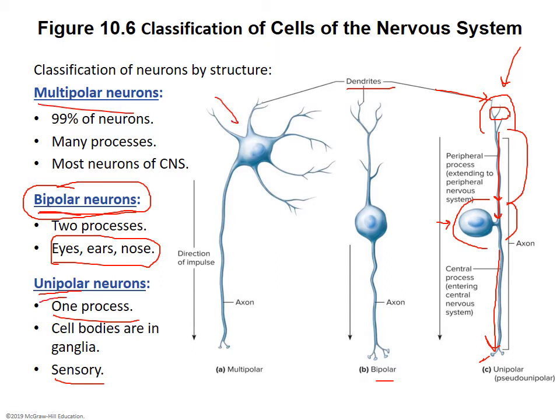All right, so multipolar, bipolar, unipolar. Multipolar have multiple processes on the cell body. Bipolar only has two. Unipolar only has one. Multipolar is the most common. It is the neuron of the central nervous system, the motor neurons. Bipolar is special senses: your sight, your hearing, your taste, your smell. And then unipolar is going to be your normal sensory. If you touch something with your fingers, it's going to go back into your central nervous system by way of a unipolar neuron. And remember, this is classification by structure.